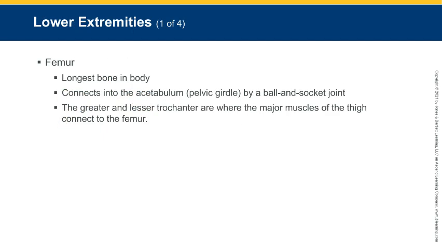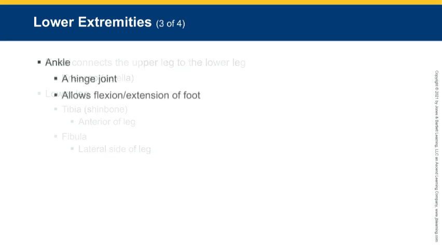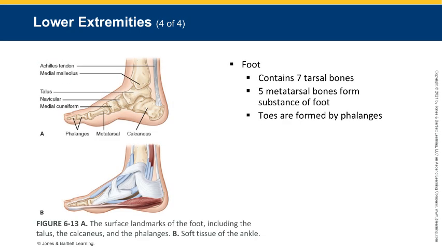The femur is the longest bone in the body, connecting to the pelvic girdle by a ball and socket joint. The knee connects the upper leg to the lower leg, with the tibia and fibula forming the lower leg. The ankle is a hinge joint, allowing flexion and extension of the foot. The foot contains tarsal bones, metatarsal bones, and phalanges.